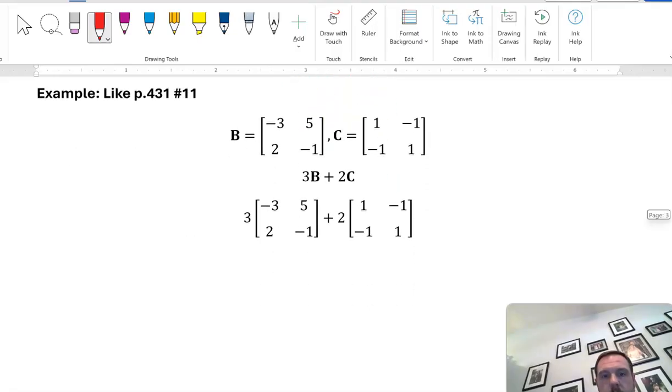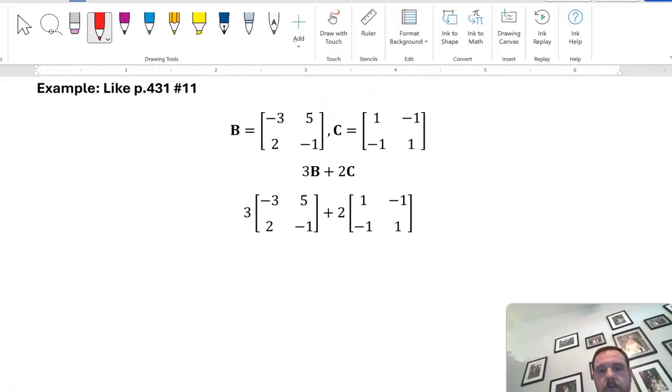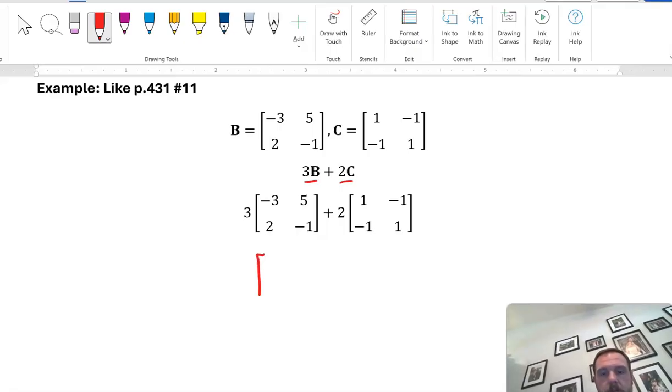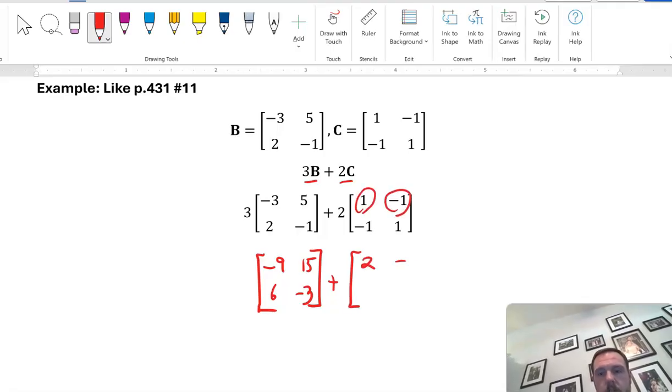Okay, so this is kind of like number 11. They have you do something like that: 3 times B in this case, and also 2 times C. So all I got to do is, as we already said, 3 times matrix B was negative 9, 15, 6, and negative 3. And now 2 times matrix C, well, that's easy. 2 times 1 is 2. 2 times negative 1 is negative 2. Down there's going to be another negative 2, and right there's going to be a 2 again.